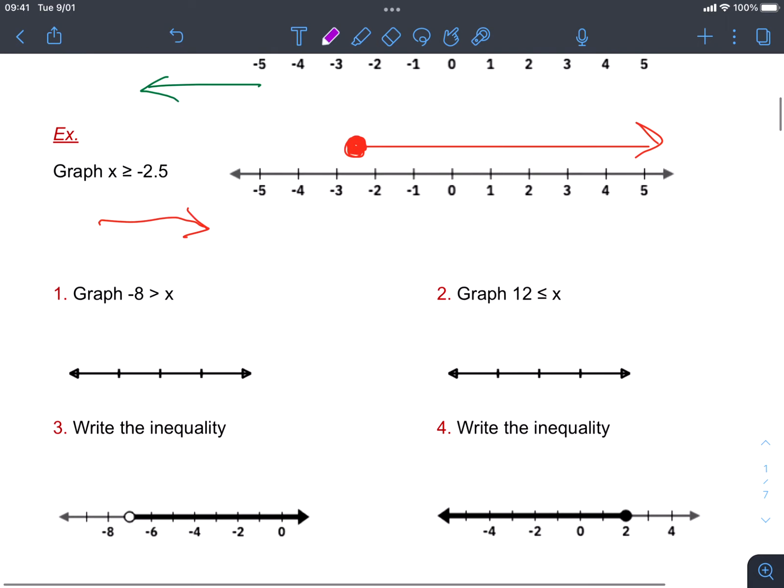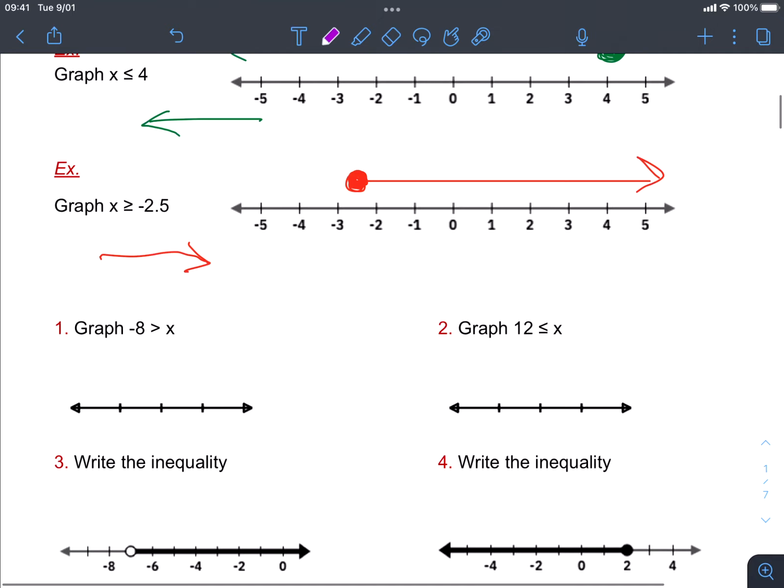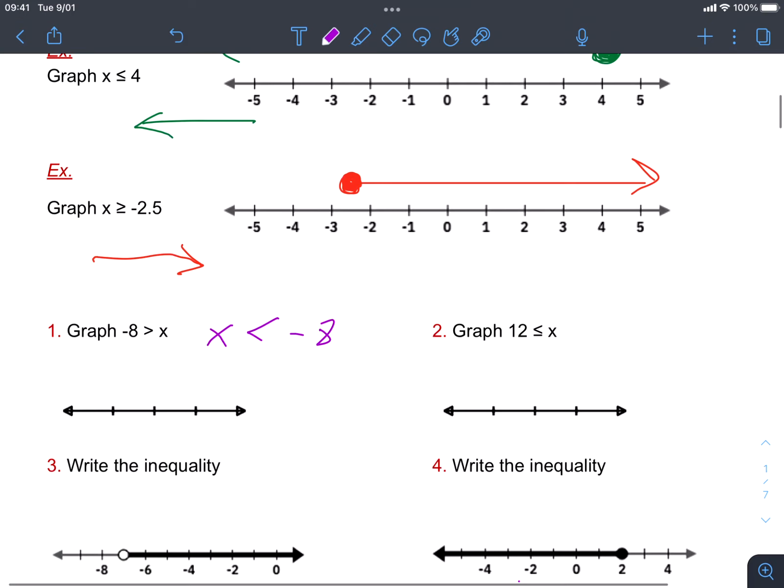So you'll notice that in the previous problems above, the x is always on the left-hand side. So whenever we're graphing, we need to make sure the x is always on the left. And how we do that is we switch the inequality around. So my x and my -8 need to switch places. But what happens is that the inequality changes direction. So it changes from this to this.